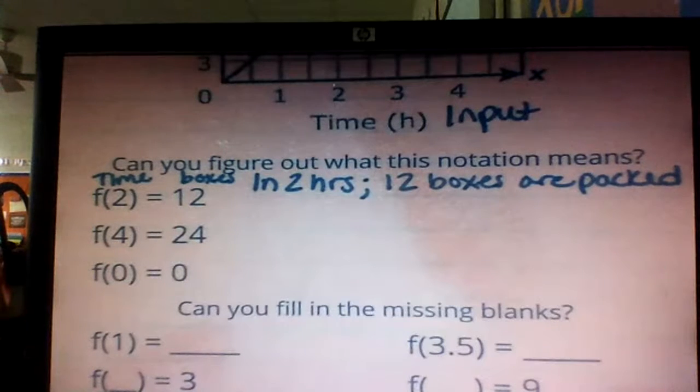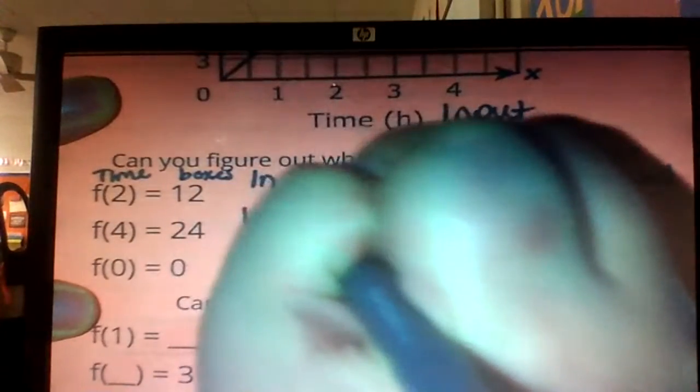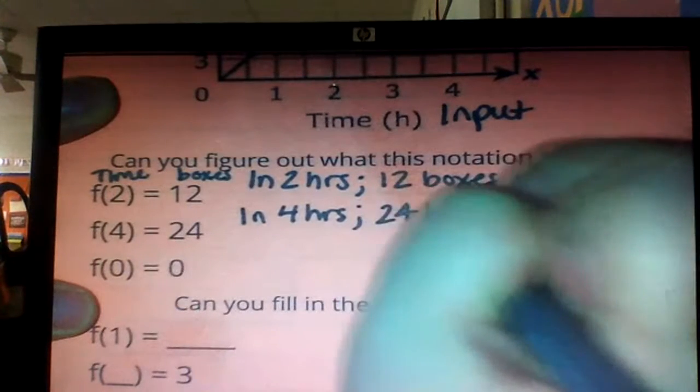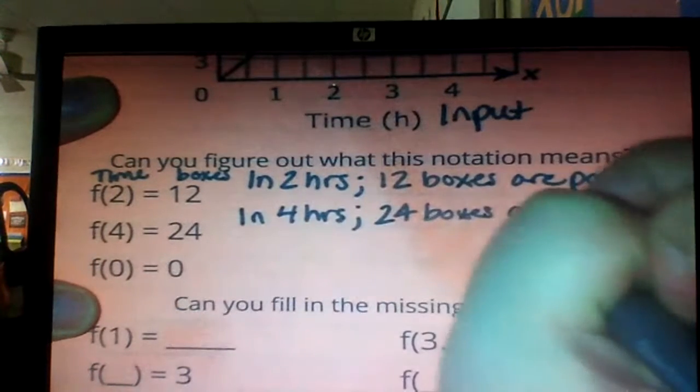So what does f of 4 equals 24 mean? In 4 hours, 24 boxes are packed. Well, that makes sense. If it takes 2 hours to do 12 and we put another 2 hours in, we should have 24. So in 4 hours, 24 boxes are packed.